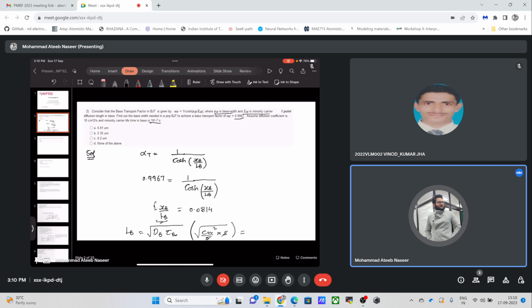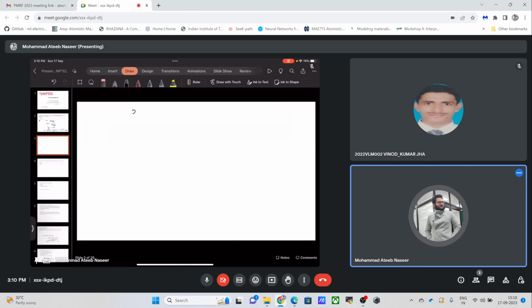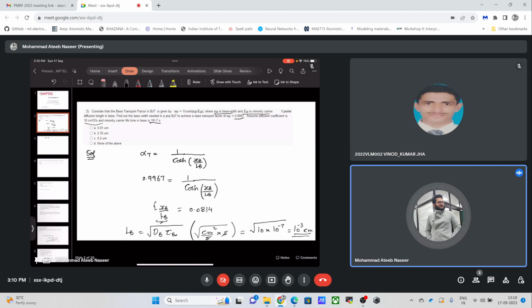We can say that whatever we are doing currently is correct mathematically as well. So DB has the value of 10, and tau b naught has the value of 10 to the power of minus 7, so the product is 10 to the power of minus 6, and its square root is 10 to the power of minus 3 centimeter. So this is the diffusion length that we obtain. Now for the base width, we simply say xb is lb times this value, which was 0.